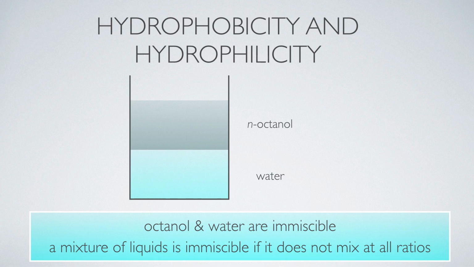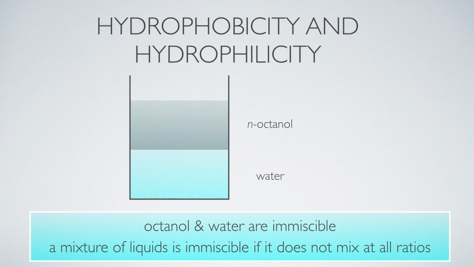And we call this being immiscible. So when we say two liquids are immiscible, that means that they do not mix at all ratios. They might mix if I just have a tiny proportion, 1 in a billion octanol molecules for every water molecule. They might mix at that, but if I have a 50-50 mix, they don't mix. And that's what we mean by immiscible.